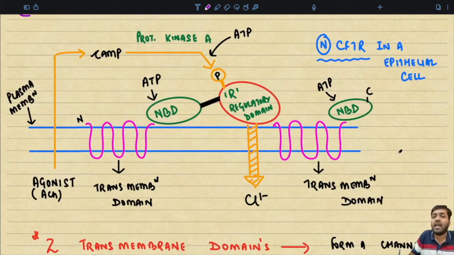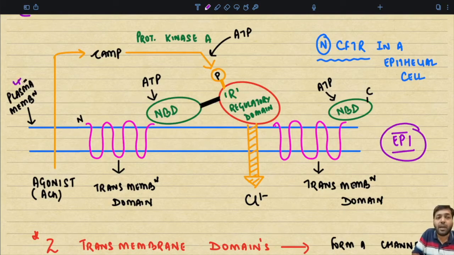As we see here, this is the epithelial cell, and this is the plasma membrane of the epithelial cell. What we can appreciate here is a normal CFTR anion channel. A normal CFTR anion channel comprises two transmembrane domains. You can appreciate here in pink that there are two transmembrane domains.